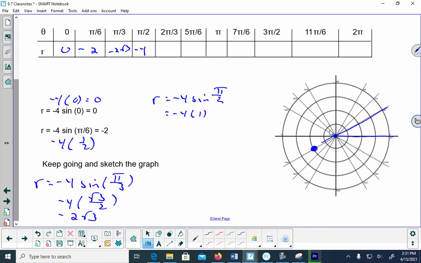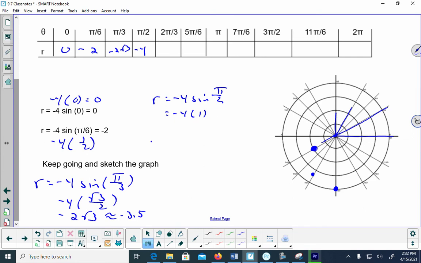Then when I did pi over 3, I get -2 times the square root of 3, which is approximately -3.5. Close enough. Here's the angle pi over 3. Now I'm hopping over the pole because it's negative. I'm going to go 1, 2, 3, and about 3.5, and plot a point here. Pi over 2 is this line here. With a radius of -4, I'm going to go down 1, 2, 3, 4, and plot this point right here. So I'm going to keep going.